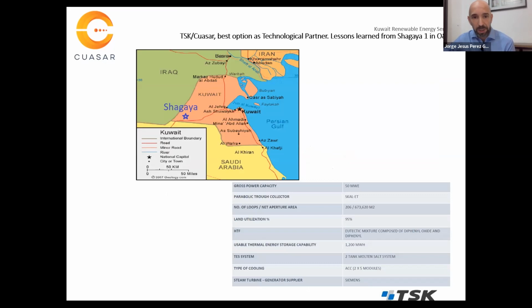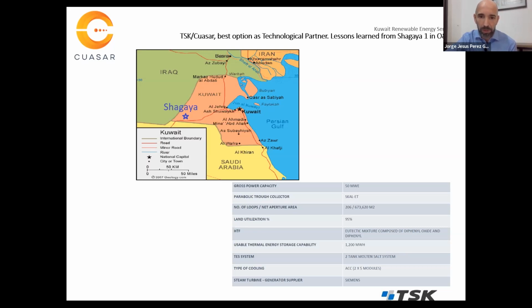The first challenge can be seen in this picture. As you can see, the Shagaya project is very far away from the city, and there is only one road connecting the city with the project. The project is near the border with Iraq and Saudi Arabia. That means that you don't have anything close. You don't have a warehouse. You don't have a place to put your workers. You don't have food. You don't have water. So this is going to be one of the worst things to manage.